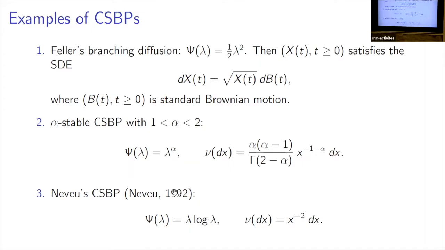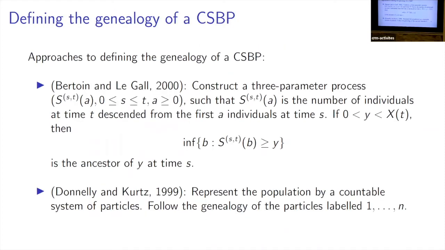And this process was first studied in 1992 by Neveu. So now, because we can view a continuous state branching process as modeling a population, we want to be able to define the notion of a genealogy of a continuous state branching process. Now, this is a rather delicate issue, and I'm not going to describe all of the technicalities, but basically, there are two ultimately equivalent approaches.